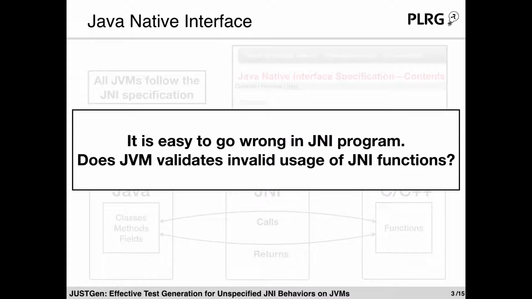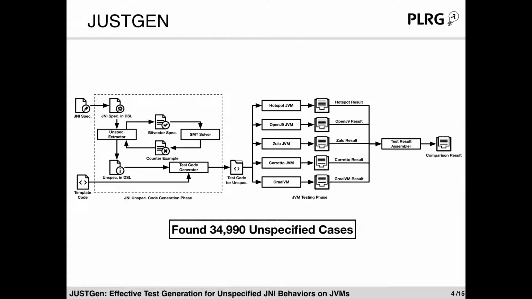Even though JNI gives some benefit to developers, it is not easy to develop a correct JNI program because of the interoperation of two different programming languages. Moreover, there are no good tools for debugging and validating JNI programs, so it is difficult for developers to debug when there are hidden bugs in JNI programs. Because there are no good debug tools for JNI programs, it would be great if the JVM validated invalid usage of JNI functions automatically at runtime.